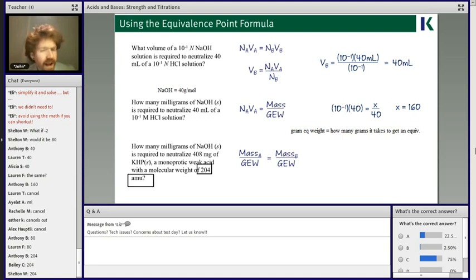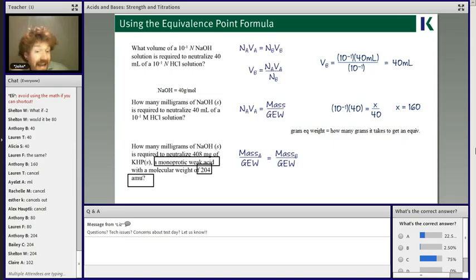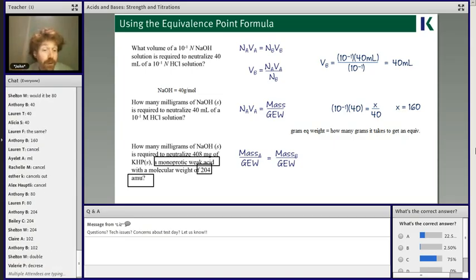Now, what would happen if KHP was instead a diprotic weak acid? If it was diprotic, what would that do to your gram equivalent weight? Yeah, you divide it by 2, then it would be 102, exactly. Because if it's diprotic, it only takes half a mole to get a full mole of protons.